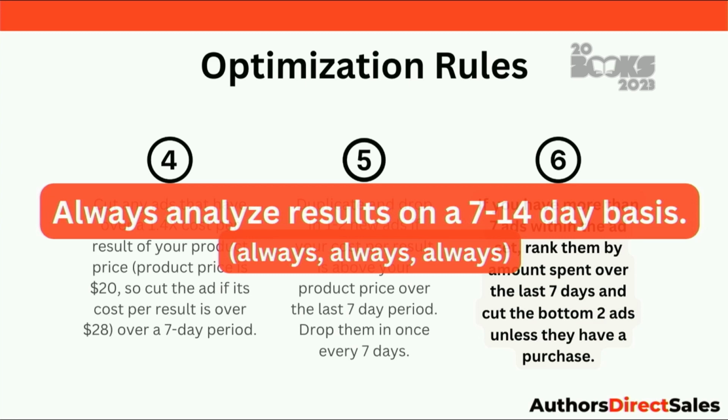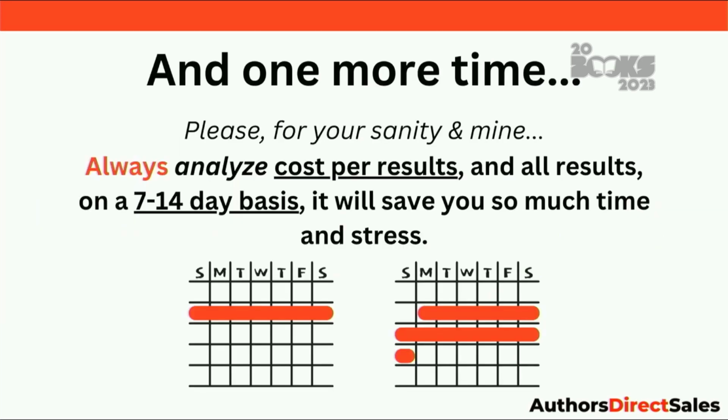When it comes to sales ads, I've heard a lot of people say to make optimizations on a day-by-day basis, but I would always recommend making them on a 7 to 14-day basis. I've made the mistake so many times of trying to analyze results day by day, and it can just stress you out. It takes a toll. It helps so much more to analyze everything on a 7 to 14-day basis, cost per result and all results as well. It's going to save you so much time and stress when you're running sales ads.